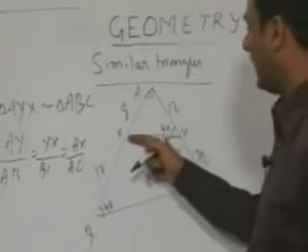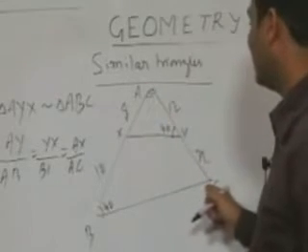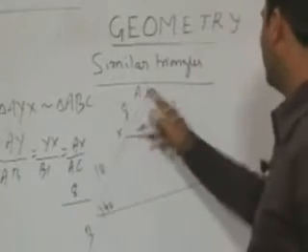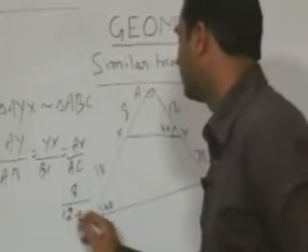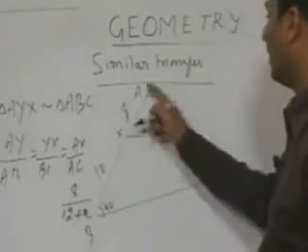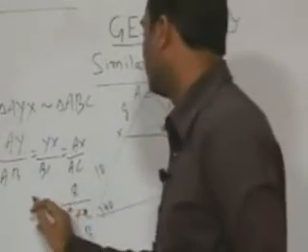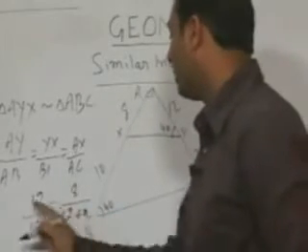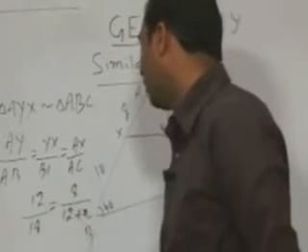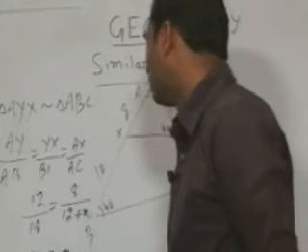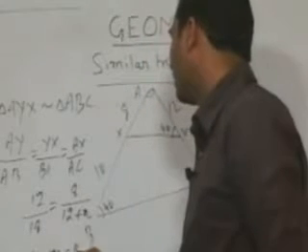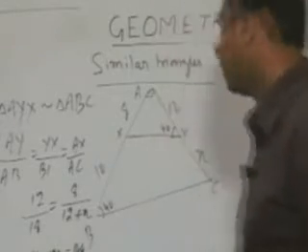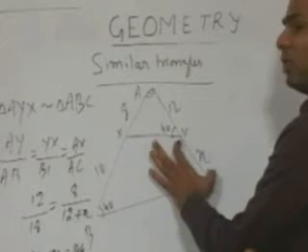We know that AX is 8 and AC is 12 plus X. So AX is 8 upon AC is 12 plus X. Similarly, AY is 12 and AB is equal to 18. Now solve this one. On solving this, what you will get is 144 plus 12x is equal to 144. So from here we can say that x is equal to 0. So we are getting that this length is equal to 0.